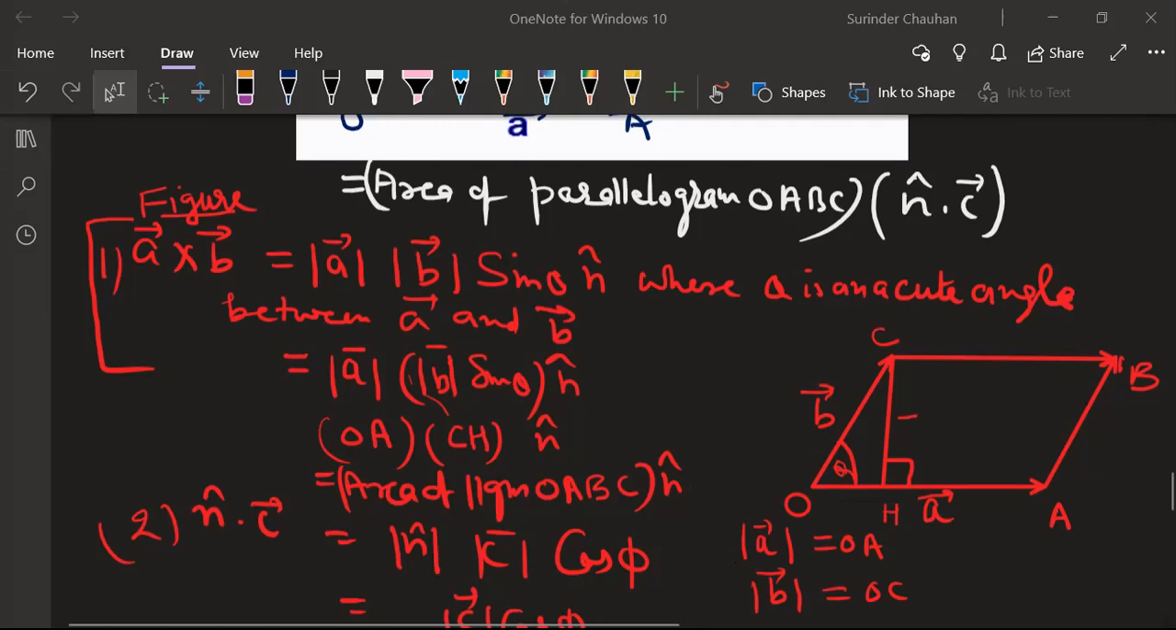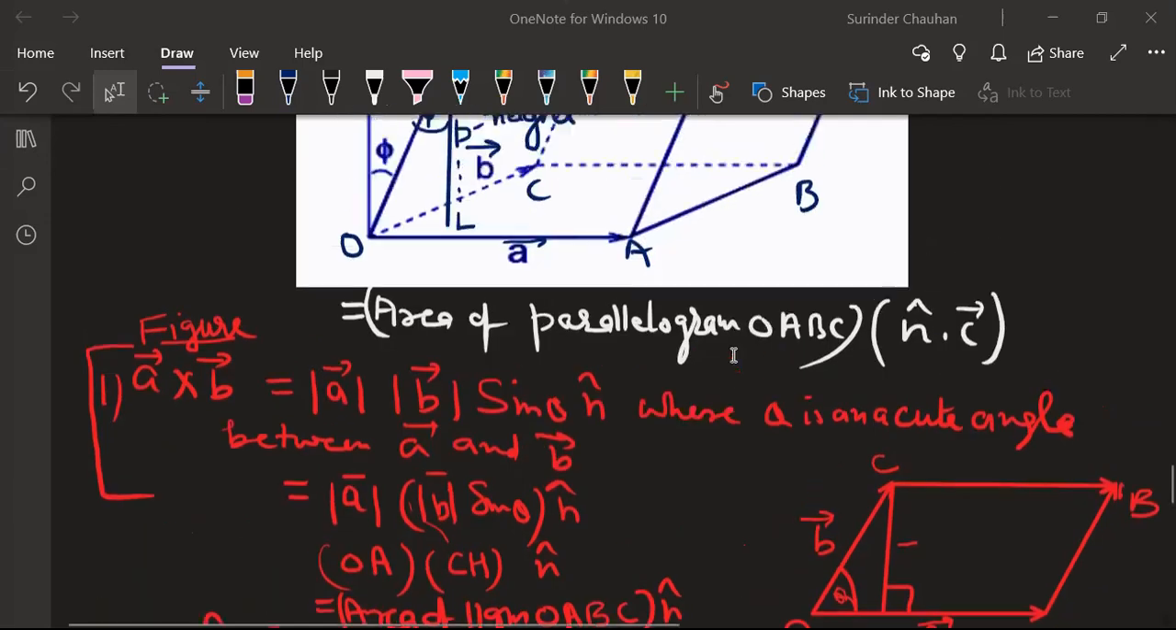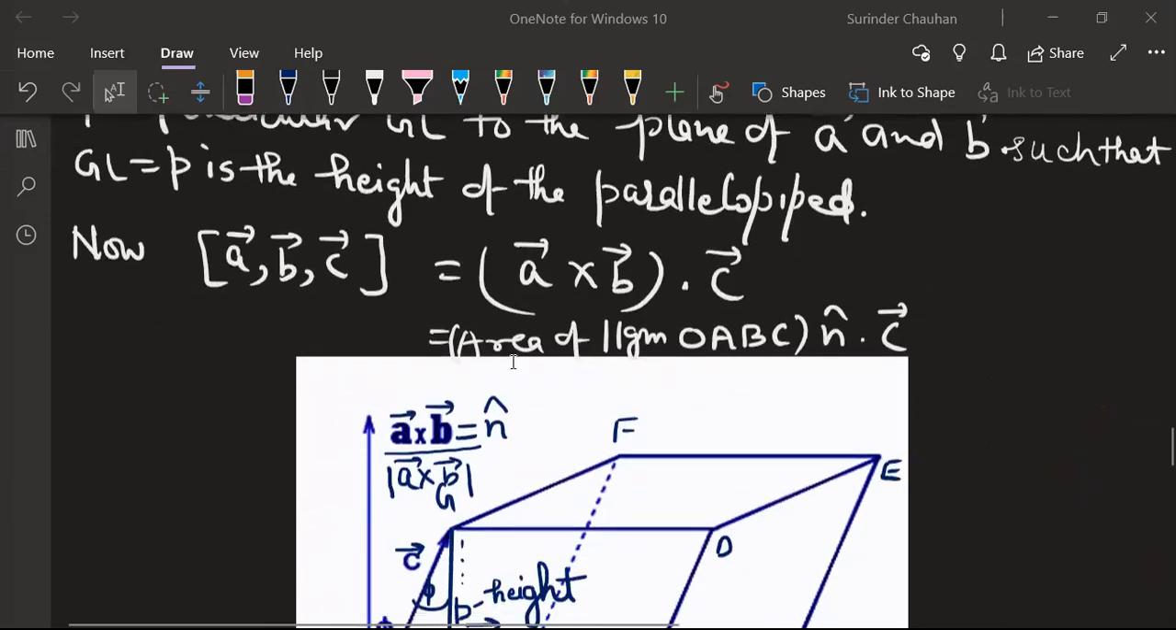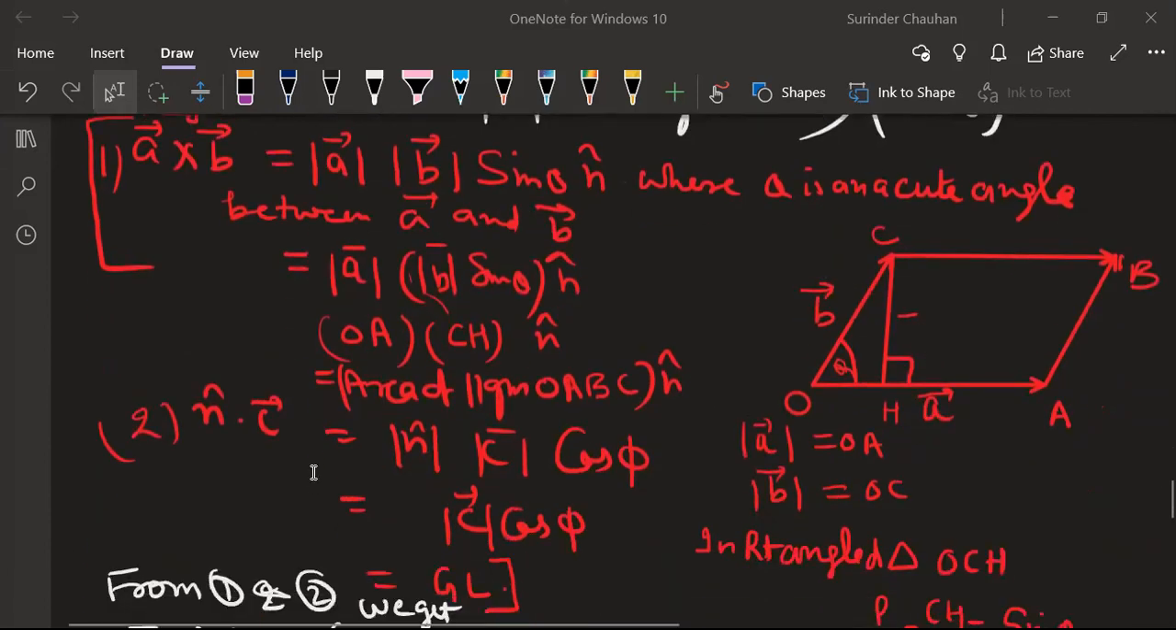Now, if you substitute its value in the previous equation, the result will be the area of the parallelogram OABC into n dot C. You substitute the value of A cross B. Now n dot C, by definition of dot product, is magnitude of n into magnitude of C into cos phi, where phi is the acute angle between unit vector n and vector C. The magnitude of unit vector n is equal to 1. So n dot C is equal to C cos phi.